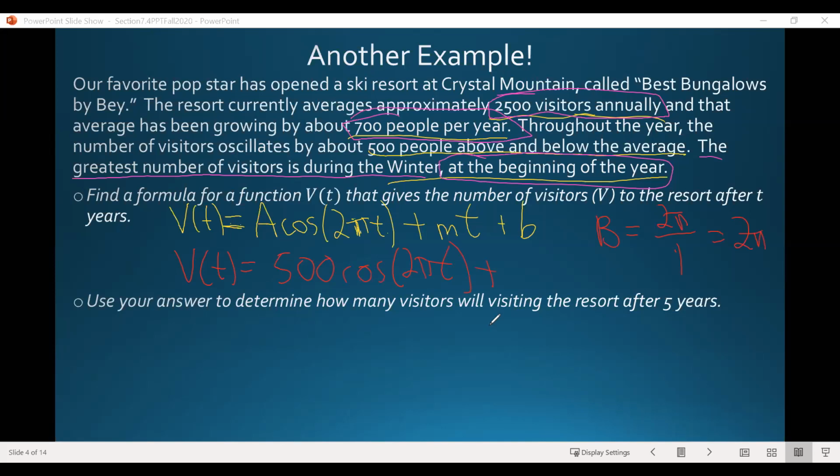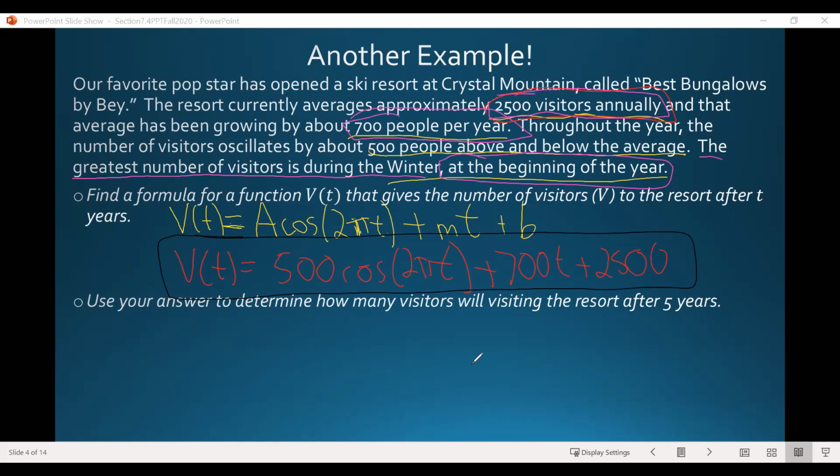Plus, now our slope, the value for m, that'll be the amount that the midline changes by each year. In this case, that's 700 t plus the value for b, which would be our starting value for the midline, which in this case we're told is 2,500. Okay, so there would be our function. V of t equals 500 times the cosine of 2 pi t plus 700 t plus 2,500.